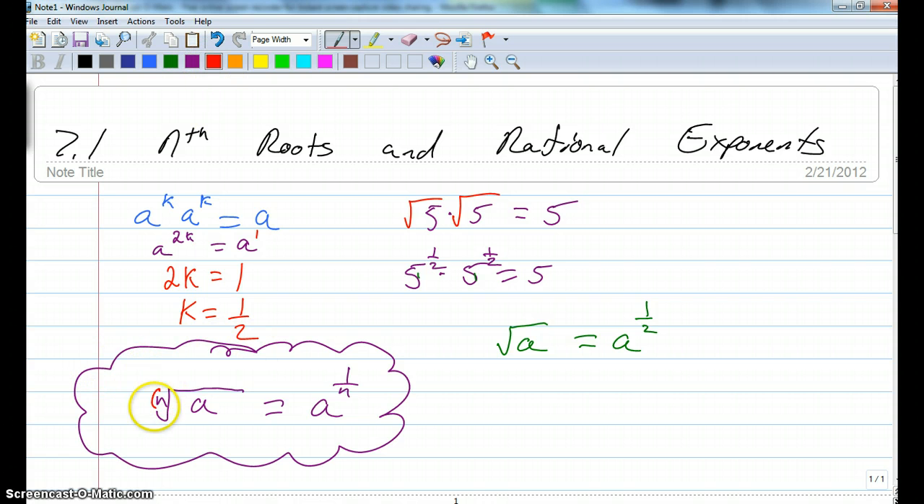Now, this n inside here is called the index. It's got a fancy name. It's called the index. And with that being the index, this form here, the nth root of a, is radical form. And this is exponent form.